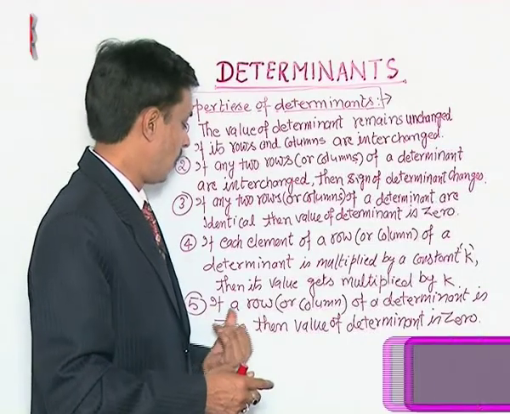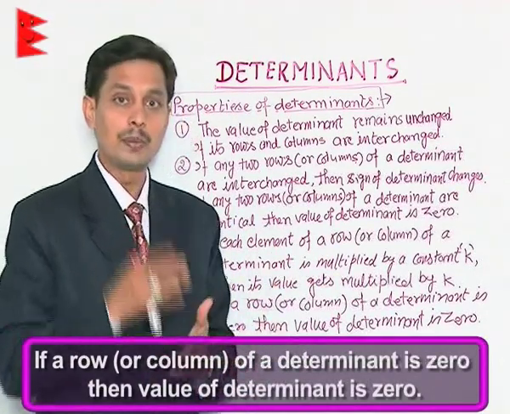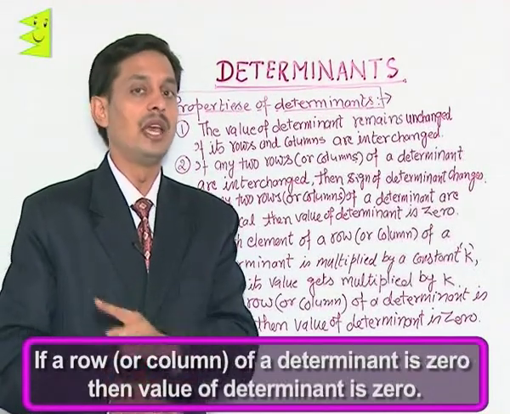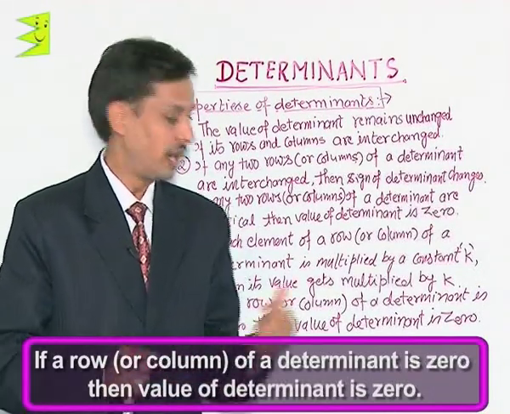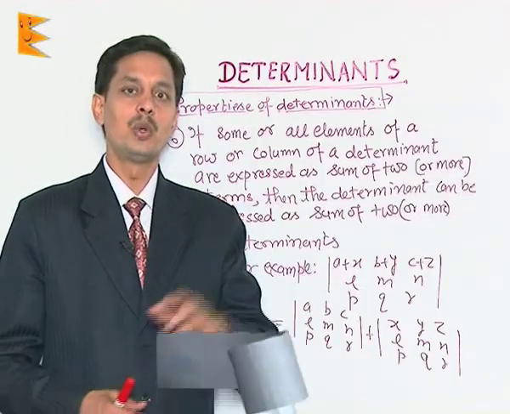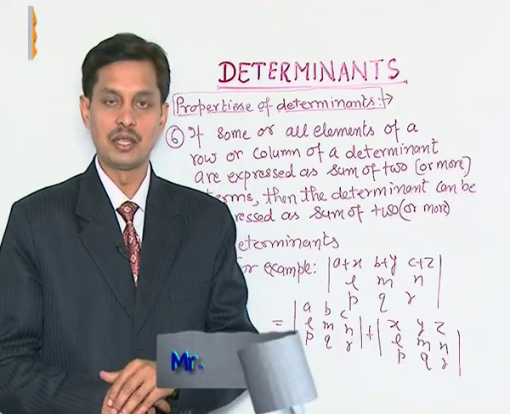Fifth property: if a row or a column of any determinant is 0, suppose either a complete row or a complete column is 0, then the value of the determinant will be 0. Now I want to tell you what more properties of determinants there are.